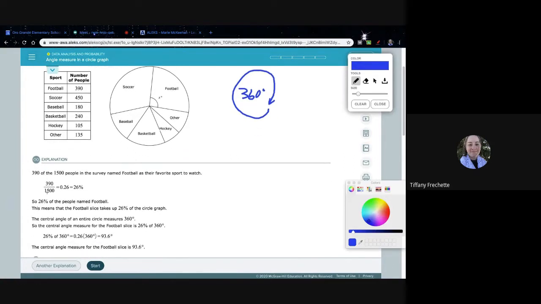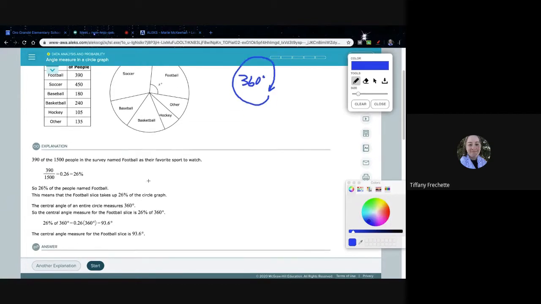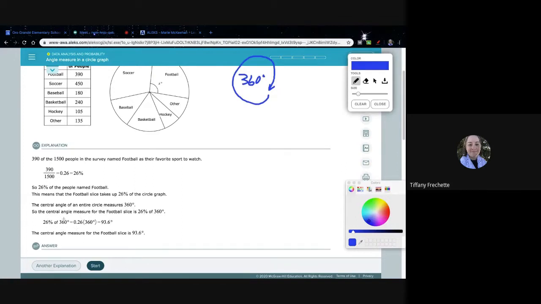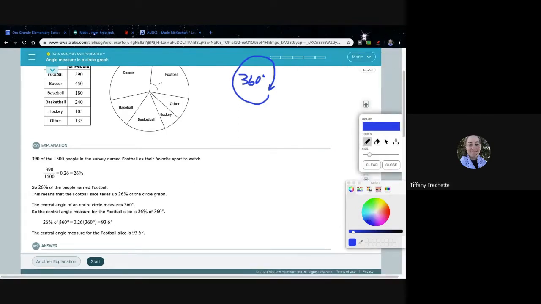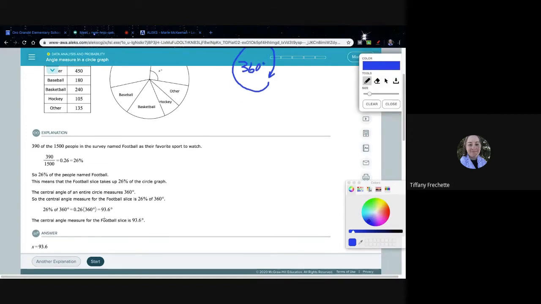Now what we need to do is take that 26%, because we want to know the actual angle that this took up in the graph. That's what they're asking us to find. So we're going to take the 26% and multiply that by 360 degrees. Remember, you can't do 26% because even though the calculator is available in this one, it doesn't have a percent sign. So make sure you use the decimal, 0.26. We're going to multiply by 360. And that'll tell us the actual measurement of the degree of people that chose football as their favorite.